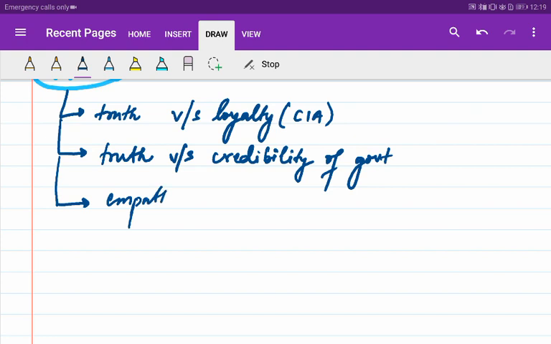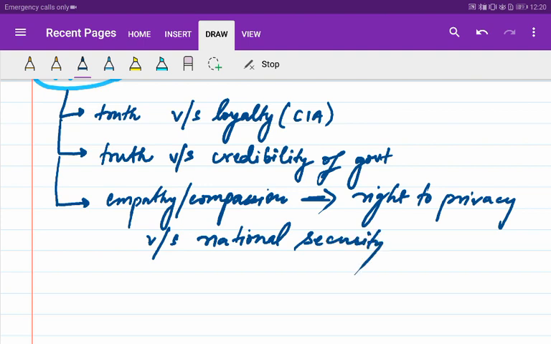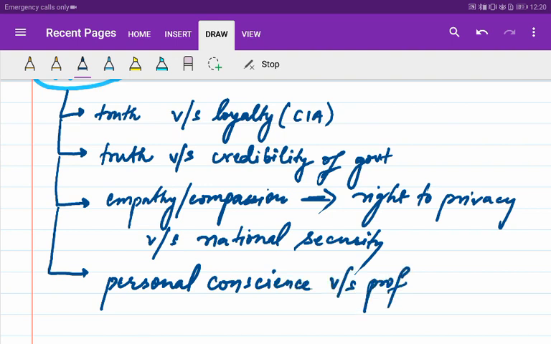Similarly, empathy and compassion towards the citizen, exemplified in terms of their right to privacy, because people have the right to privacy, versus national security. Similarly, you can have personal conscience. His personal conscience is dictating him to divulge the information, whereas his professional commitment is going against it, which says that you have to follow the rules and regulations of the organization.